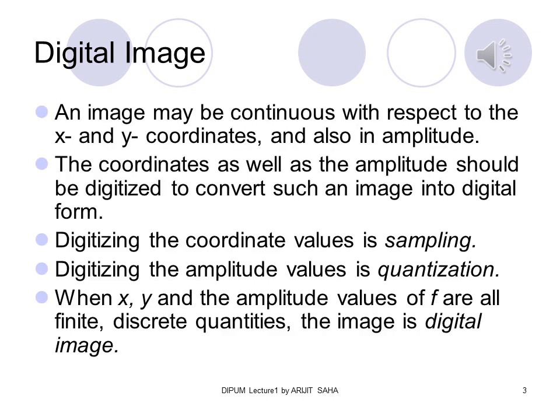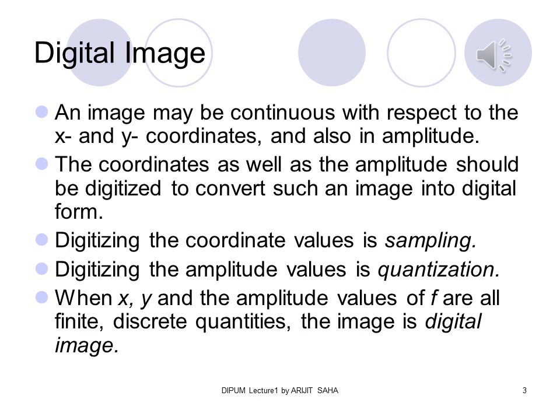Now, an image may be continuous with respect to x and y coordinates and also in amplitude. The coordinates as well as the amplitude should be digitized to convert such an image into digital form, because we are here to process the digital image. Digitizing the coordinate values is basically sampling. We all know the basic sampling mechanism. Digitizing the amplitude values is basically quantization.